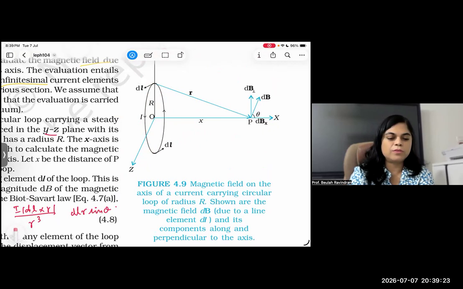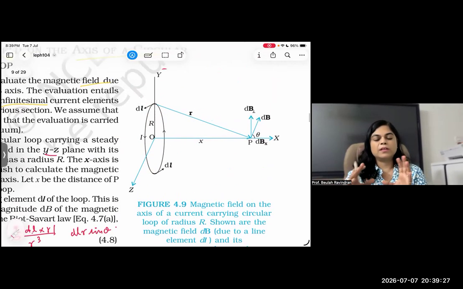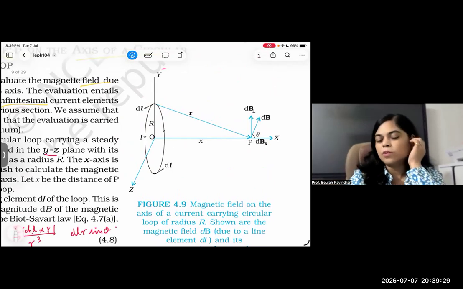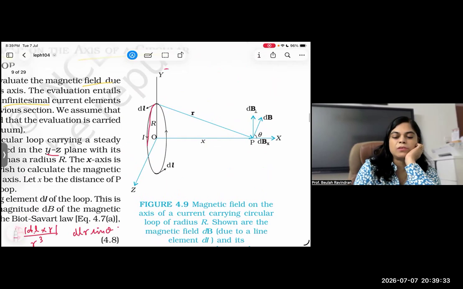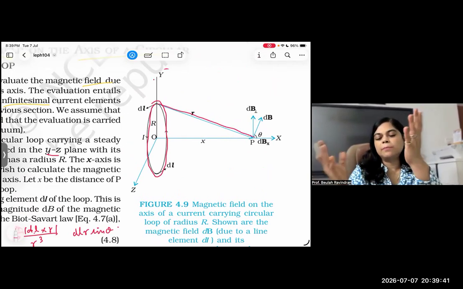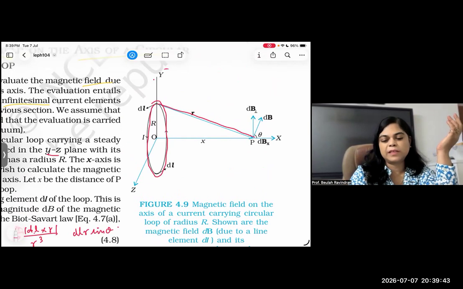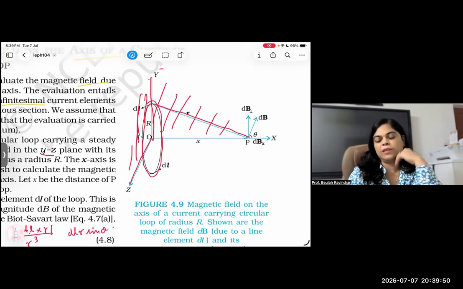See, as I've already told you, your book is actually a summary, a big summary. The points are given. You have to understand what it is. So this circular loop is along the YZ plane. This R is along the XY plane. These two planes are perpendicular to each other. This is one plane and this is another plane. So these two planes are perpendicular together.